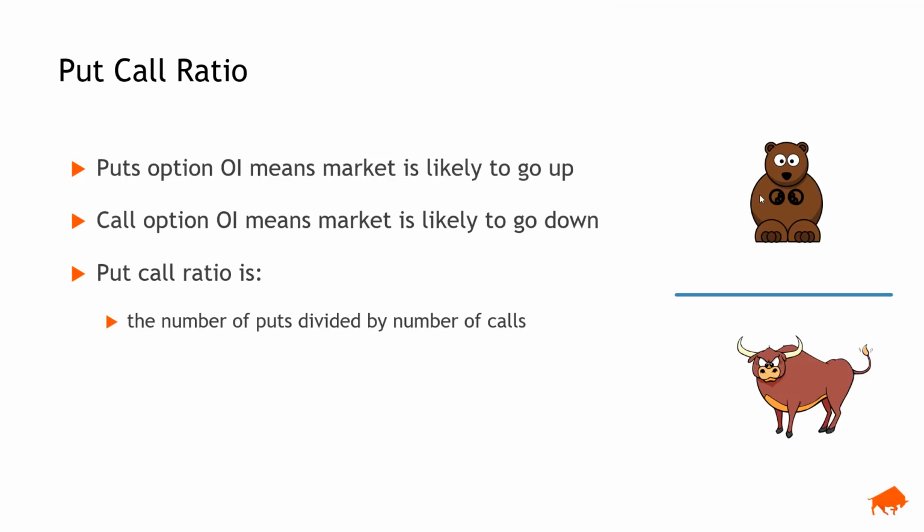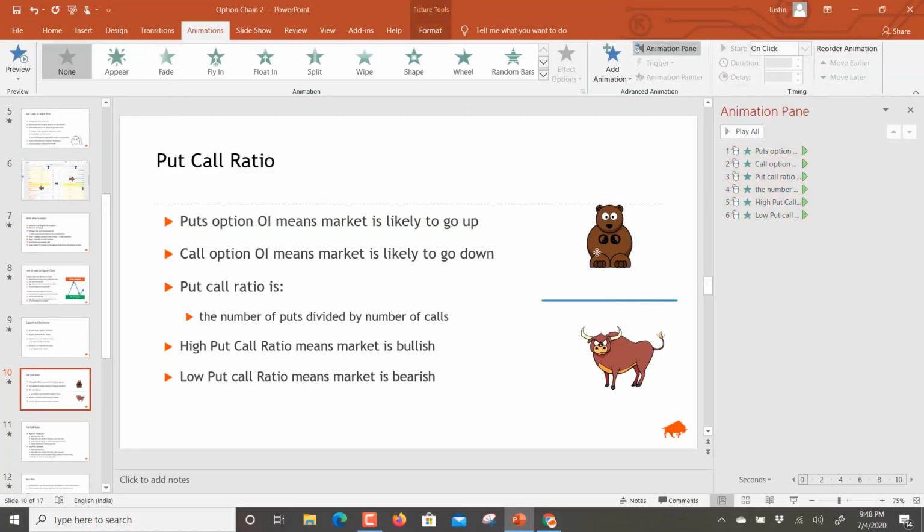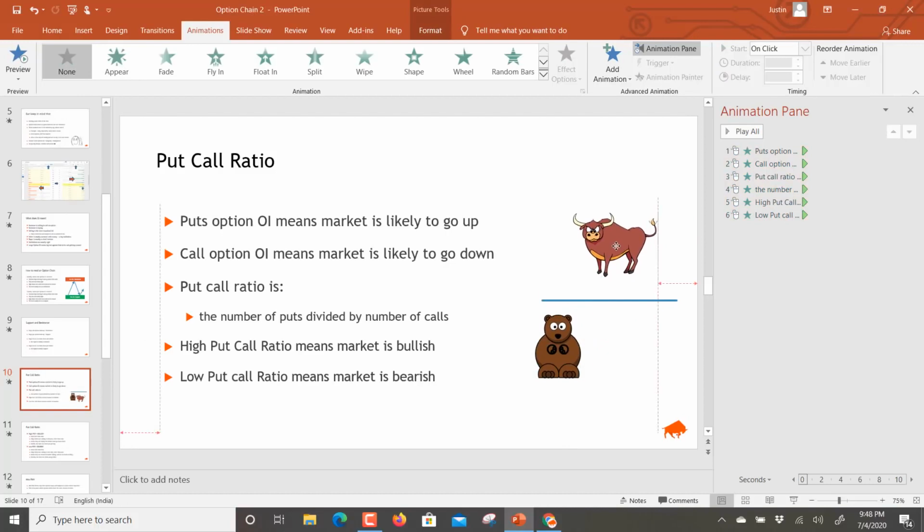So put call ratio is the number of puts divided by the number of calls. I mean, this is again counterintuitive because I should have probably changed the position, right? Why? Puts are actually bullish because sellers are bullish. So let me just change that right away, right?